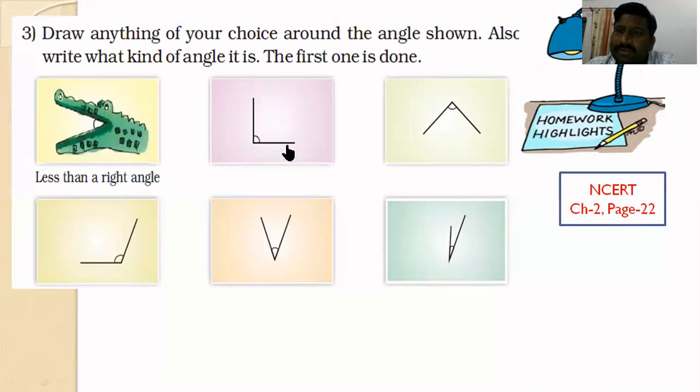So what can we do for this? We can make a book, an open book with 90 degree. This is exactly 90. If we open the book like this, it will be exactly 90. Okay, so you can make a book here, which is exactly 90. Similarly, you can make any other shapes. And this is 90 degree. This is also 90 degree, less than 90 degree, less than 90 degree, more than 90 degree. So you can do it very nicely.